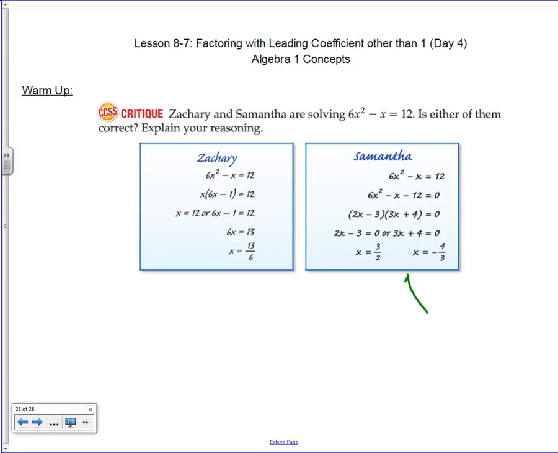Samantha is correct because she set her equation equal to 0, factored it, and then solved. Remember when we factor, we're making these parentheses here? So the first thing she did was set it equal to 0, and then she factored it. After that, she then set up her two equations and got her two answers. Remember, highest power of 2 means I should have two answers, and Samantha does have two answers for x. Done.